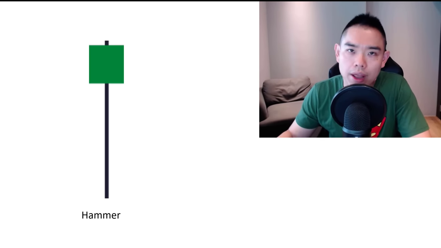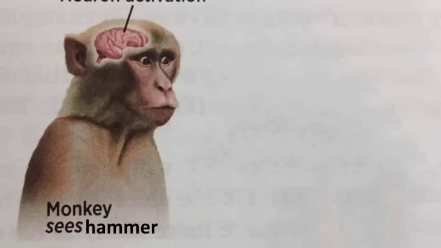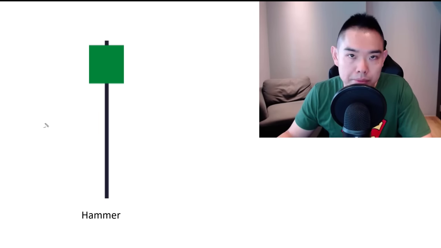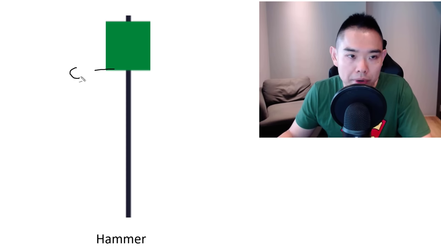But before we get to that, I need to make sure that we're all on the same page, because some people don't even understand what a hammer means. So let me explain to you what a hammer means. A hammer is a bullish reversal candlestick pattern. Why is that a reversal? Because you can see over here, this at this price point is the opening price. This over here is the closing price.